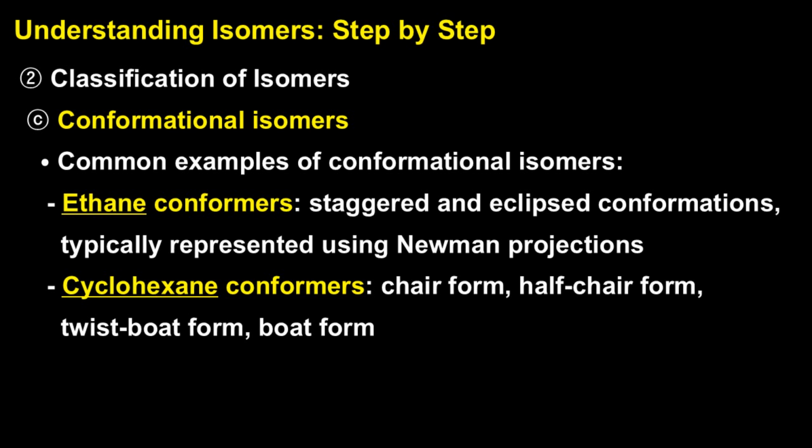A good example of a conformer is ethane. It can exist in staggered and eclipsed forms. If we look at it using Newman projections, we can see how the hydrogen atoms move as the molecule rotates around its central carbon-carbon bond. Another well-known example is cyclohexane. It can adopt several different conformations like chair, half chair, twist boat, and boat forms. Out of these, the chair form is the most stable because it minimizes steric and torsional strain.